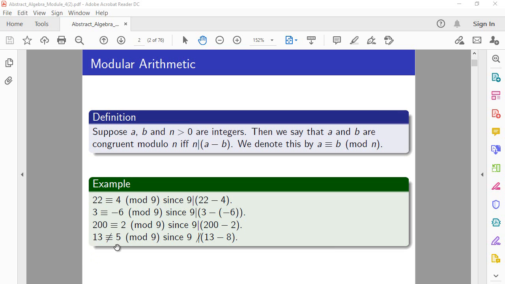Now 13 and 5, are they congruent? Okay, so I have a typo here. Let's, instead of 5 here, let's use 8. So is 13 congruent to 8 mod n? Well, what is 13 minus 8? 13 minus 8 would be 5, and that's not divisible by 9. So 13 is not congruent to 8 mod n. So I have a typo here. Instead of 5, it should be an 8.